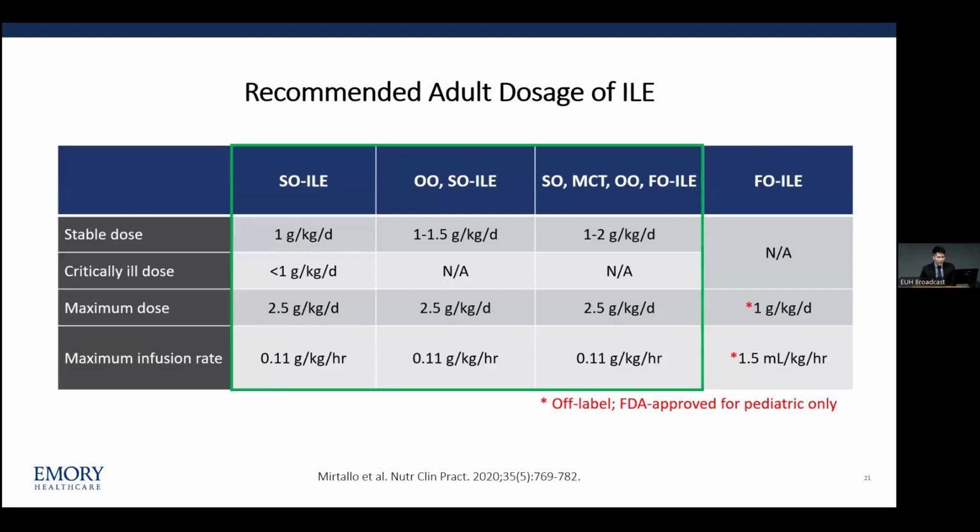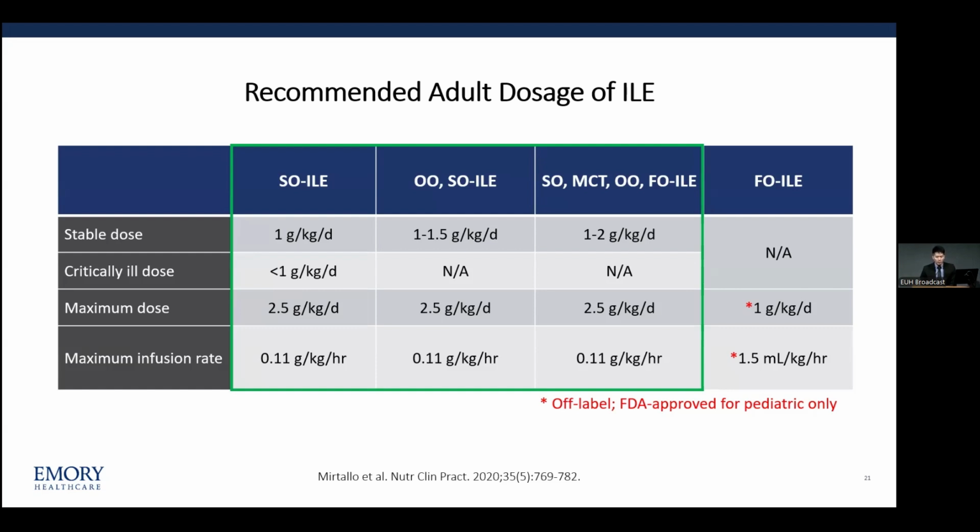This table summarizes the ASPEN recommended dose for various IOE based on the patient's clinical conditions, including the maximum dose and infusion rate for each formulation. Within the green box are the adult recommended dosages for patients based on their clinical conditions. With the stable dose, the dose usually ranges between 1 gram per kilogram per day to 2 grams per kilogram per day, depending on the formulations.